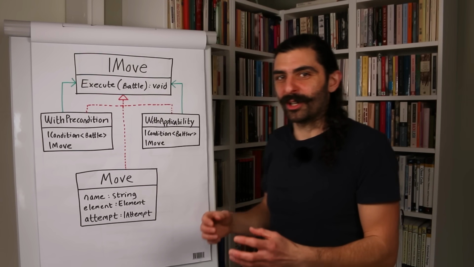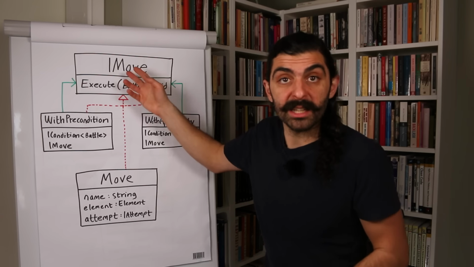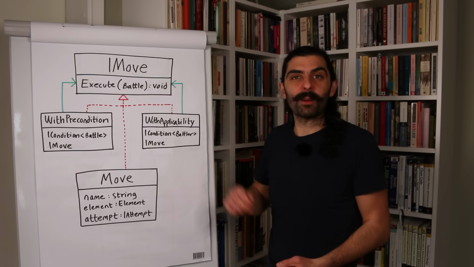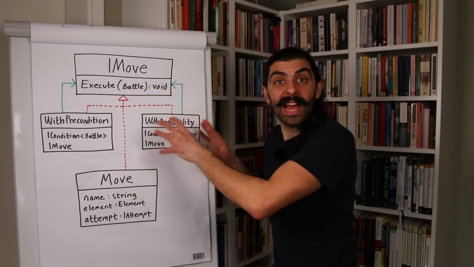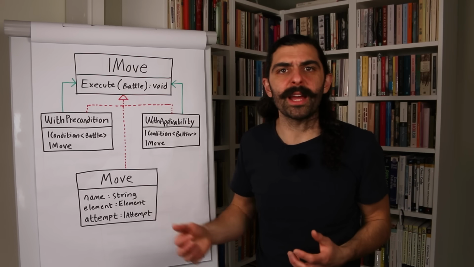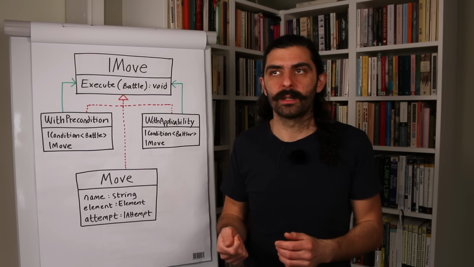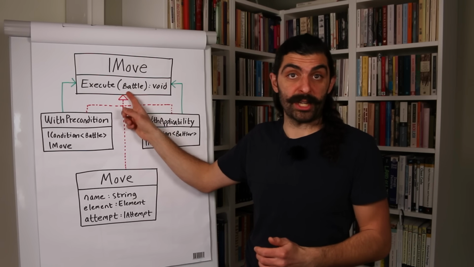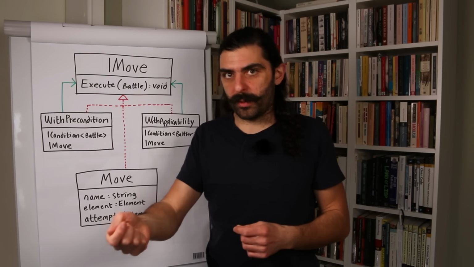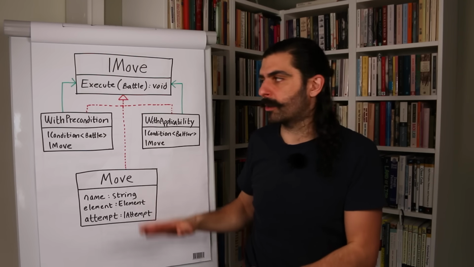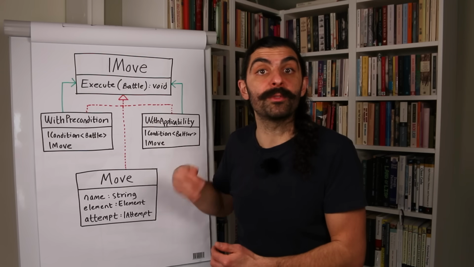So in command pattern terms, IMove is the command interface. And the concrete commands, well, that's move with precondition and with applicability. They all implement the execute method in slightly different ways. Now, who's the receiver? Who's the device that we're controlling? That is the battle object, because that's what the moves operate upon. That's what the moves delegate to, and specifically it's what their effects delegate to, right? But by proxy, that's what the moves delegate to.